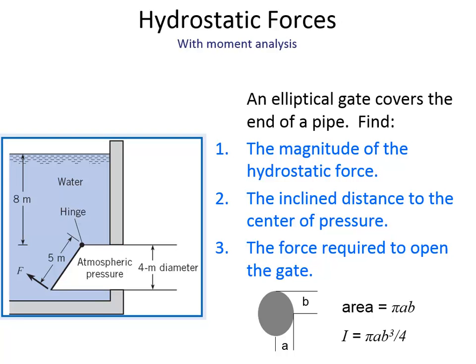We'll find the inclined distance to the center of pressure, so we'll find YCP. And then how much force at F would be required in order to open up that gate.